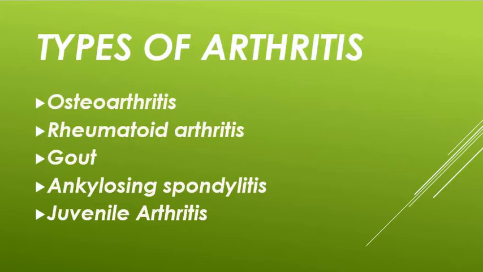Now, the types of arthritis. Well, there are about 150 different conditions that affect the muscles, bones, and joints. Some common conditions that fall under arthritis are osteoarthritis, rheumatoid arthritis, gout, ankylosing spondylitis, and juvenile arthritis. Osteoarthritis and rheumatoid arthritis are the two most common types.